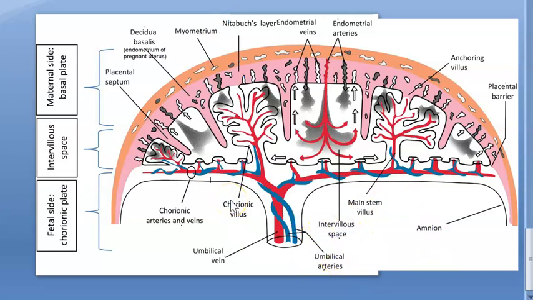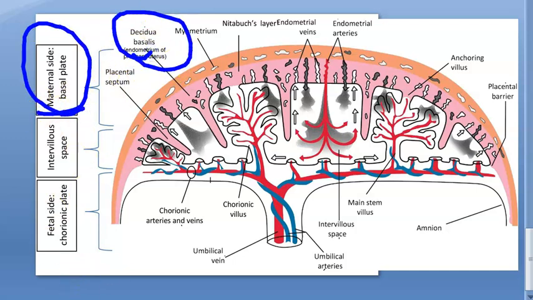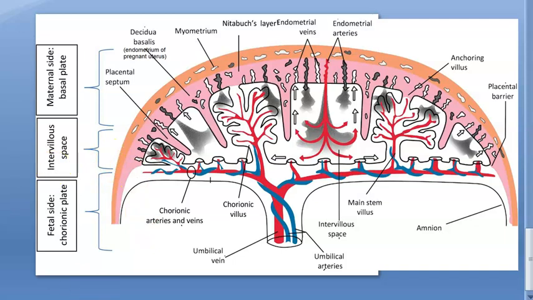So what do you want to look at here? Yes. What is the maternal side of it? Decidua basalis. It is nothing but the endometrium of the pregnant uterus. Very good. Intervillous space you have. So in the middle what you have? Intervillous space. And then you have the fetal side, which is nothing but the chorionic plate.